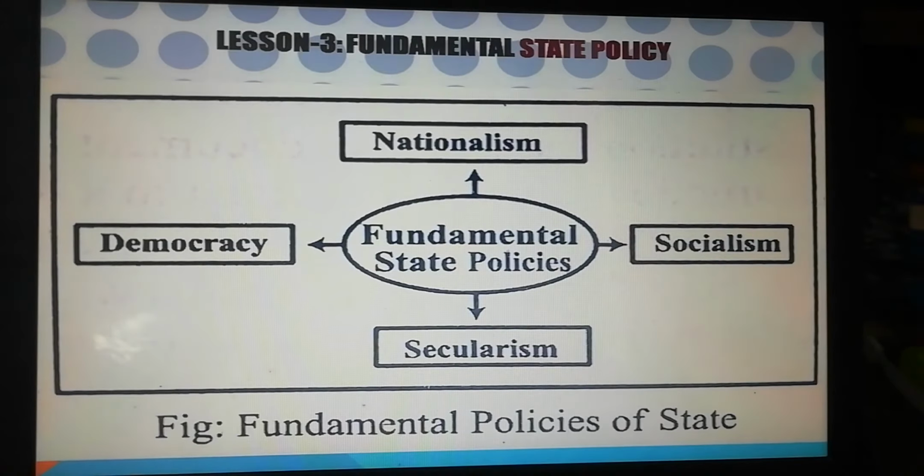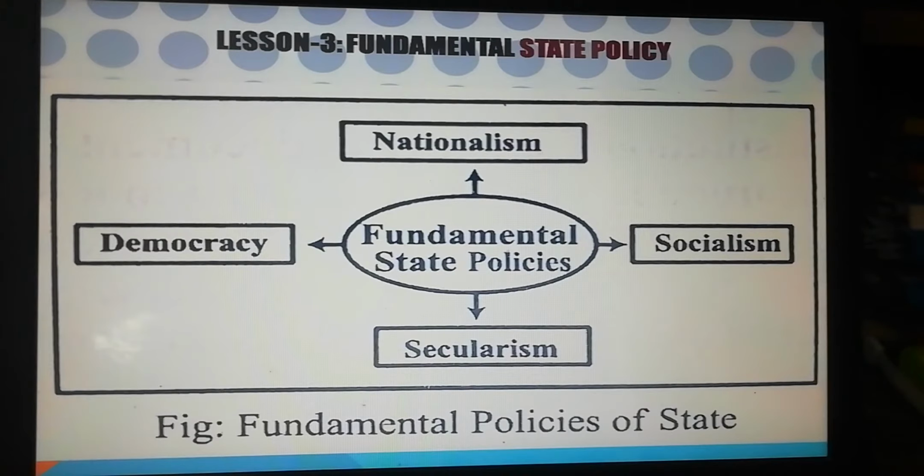Number two, socialism. Socialism indicates equitable distribution in the economic sector and ensures the amenities, services and facilities for all the people. It was one of the basic objectives of the fundamental state policy, because when a state or a nation follows socialism, they can ensure impartial justice and build an exploitation-free society.